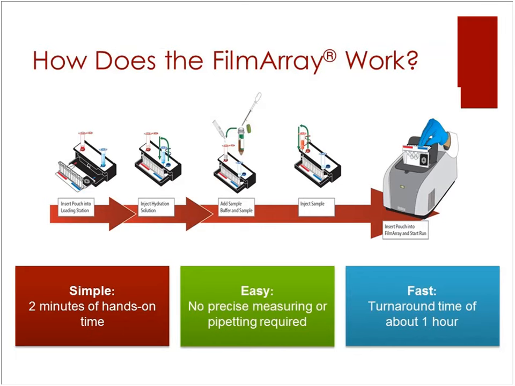So, a quick few slides on how the system actually works. With regards to this GI panel, a stool sample is collected in Cary-Blair transport media. And prior to the run, the user will inject the hydration solution and sample combined with the sample buffer mixed into the pouch. And the vacuum in the pouch will ensure that the correct volume of hydration solution and the sample is drawn into the pouch. So there's really no need for accurate pipetting. The pouch is then inserted into the system and is tested in an hour.